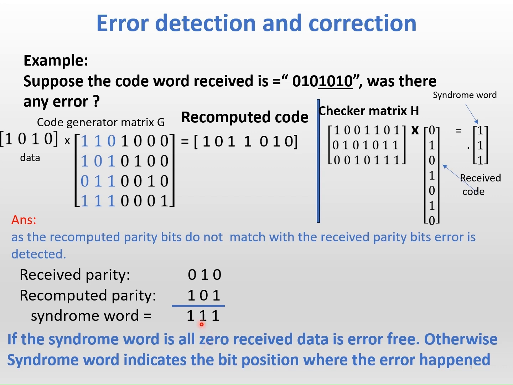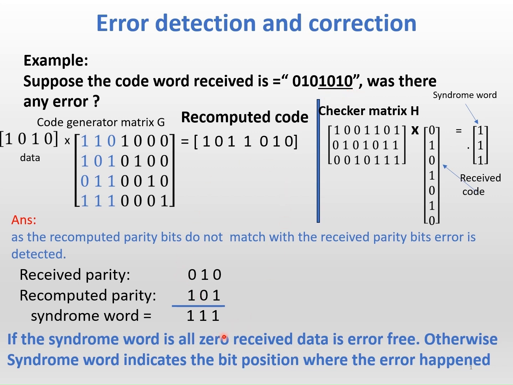Now after knowing the error has happened, this syndrome word 111, which is 7, right? So this says the 7th bit position has flipped. You know that we are numbering from here 1, 2, 3, 4, 5, 6, 7. So it knows that this bit position has flipped, and it will make the correction to 1011.